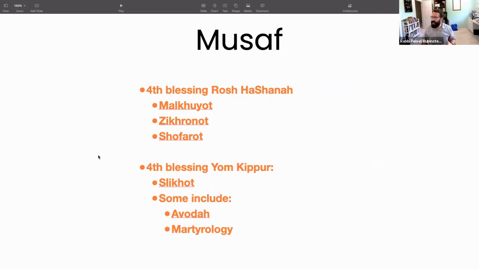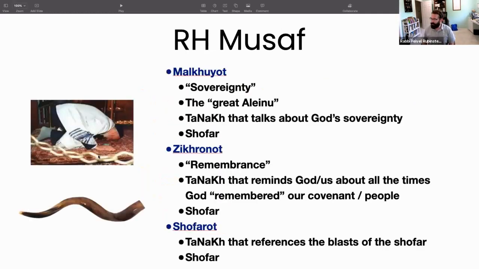So on Rosh Hashanah, you have Malchuyot, Zichronot, Shofarot. In Yom Kippur, you have Slichot, and some people will include Avodah and Martyrology. So what are these? Malchuyot, Zichronot, and Shofarot are technically three new blessings. So technically on Rosh Hashanah, we have nine blessings total, and not seven.